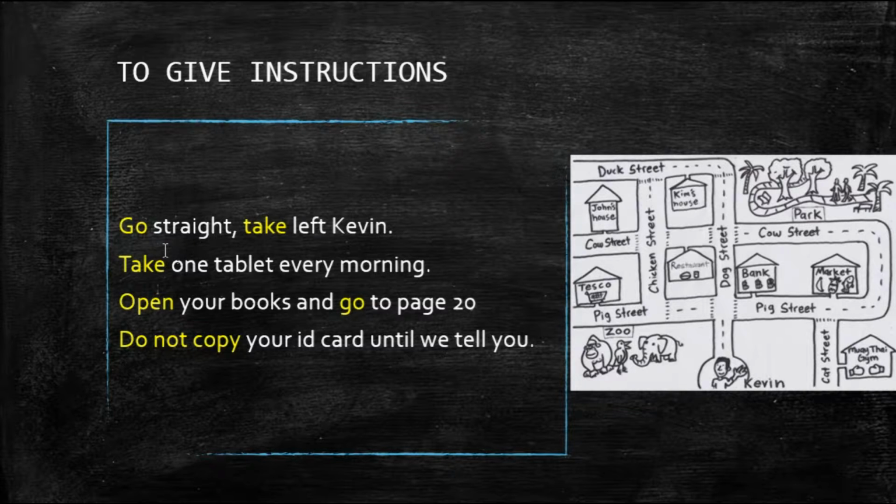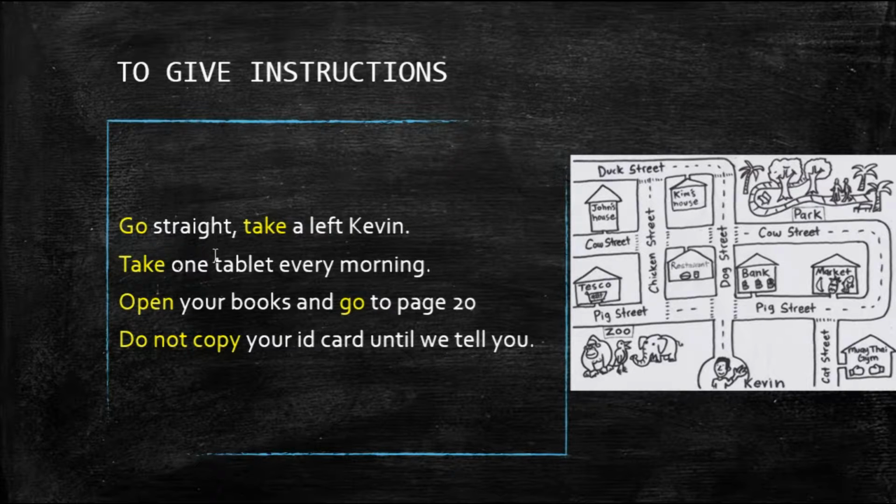I say, go straight, take left, or take a left, probably. Take a left, okay? So he goes straight, he takes a left, and here's the zoo. Very good. So in my imperative here, I have two sentences. The first sentence starts with a verb, so it's an imperative, a positive imperative. And the second one is take a left. So it's also another verb, okay?